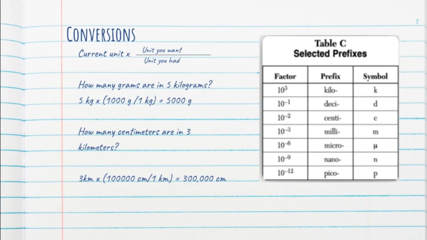How many centimeters are in 3 kilometers? We start off with 3 kilometers times 100,000 centimeters over 1 kilometer equals 300,000 centimeters, and Table C shows different conversion units.